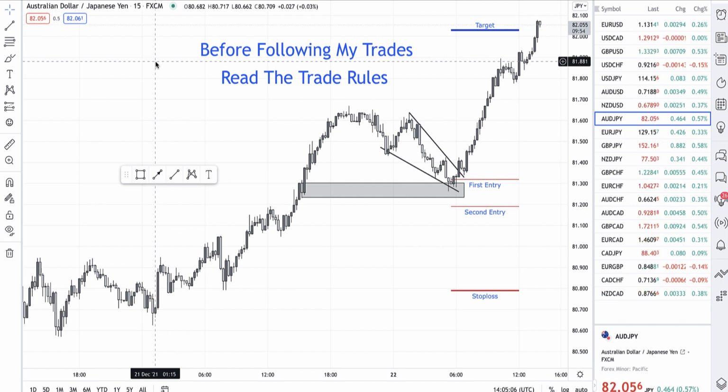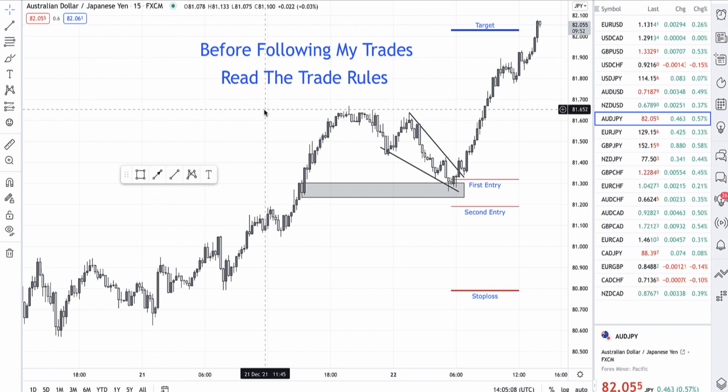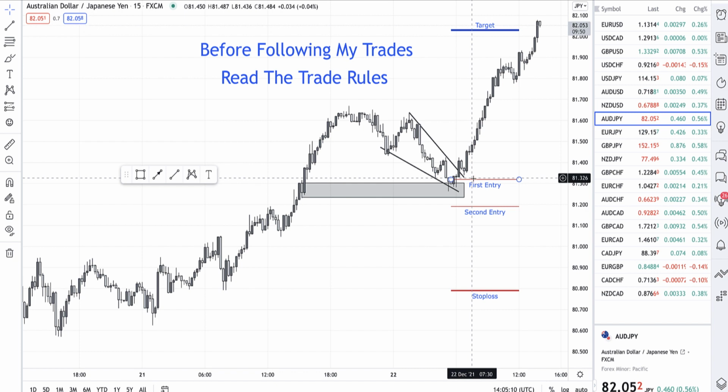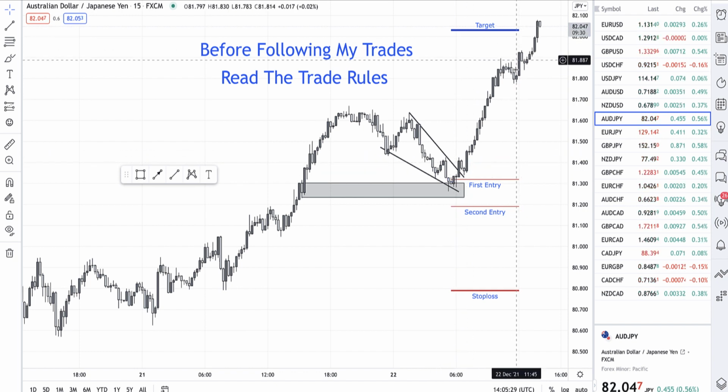My target was 82.0 something, and then the second entry was around 81.18. As you can see, the AUD yen made a nice move towards the target without triggering the second entry. So in this case, I would just have one entry.